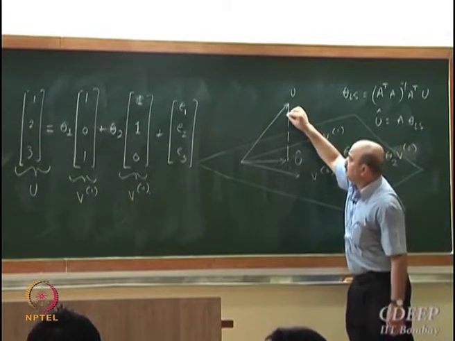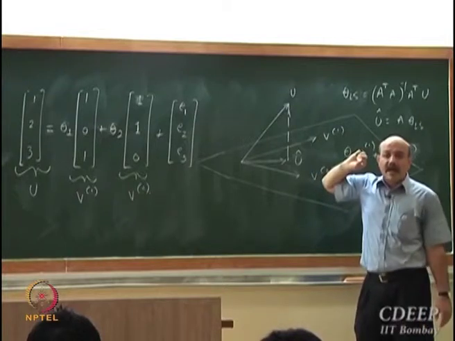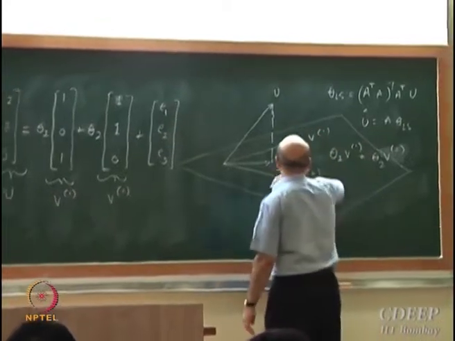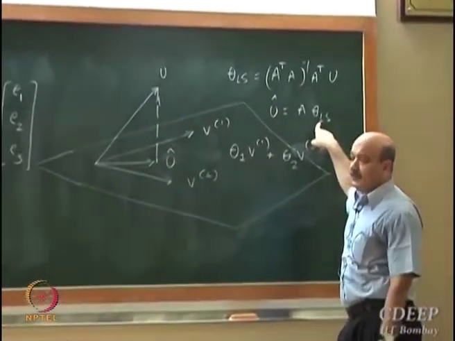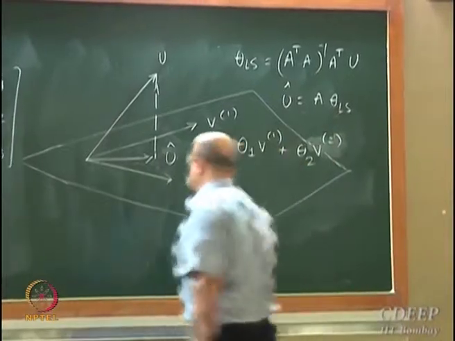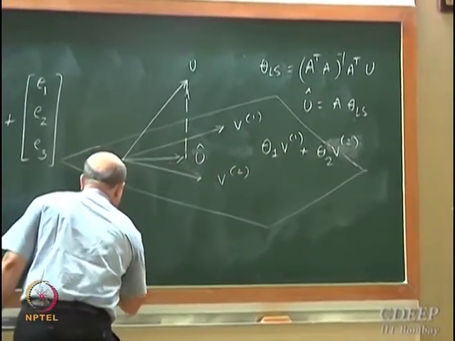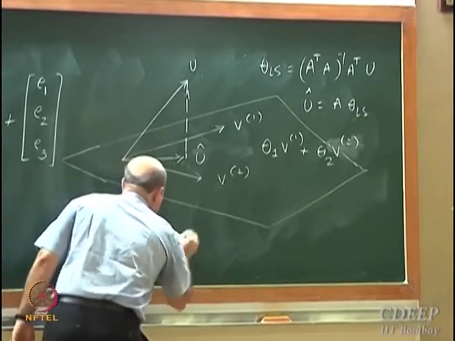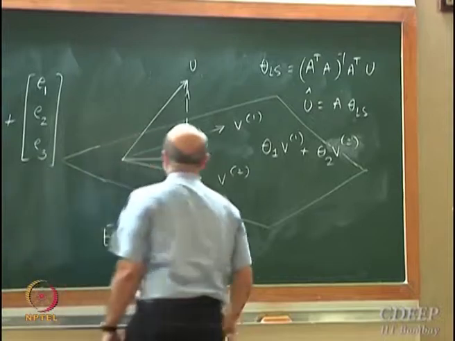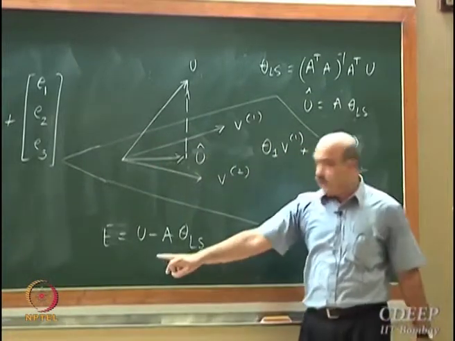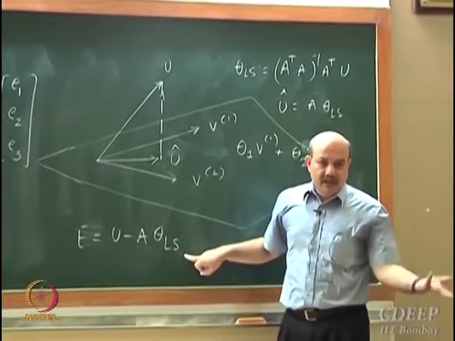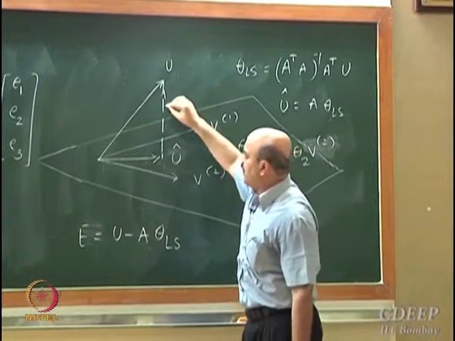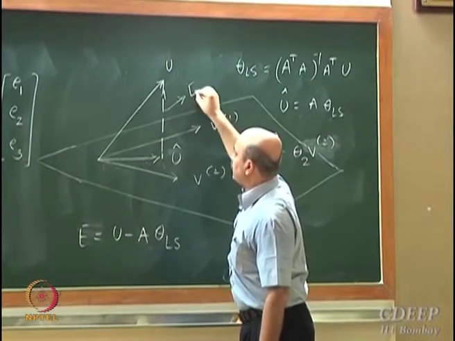What is this vector? Error vector. If this u cap is A times theta ls, then my equation is error equals u minus A times theta ls. If I just complete this parallelogram, by the law of vector addition, this is nothing but the error vector.